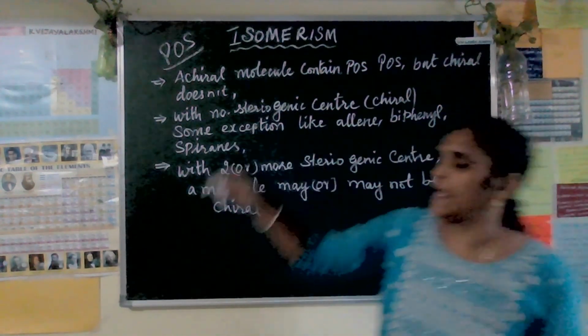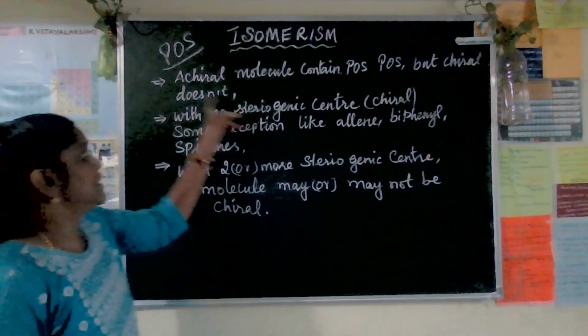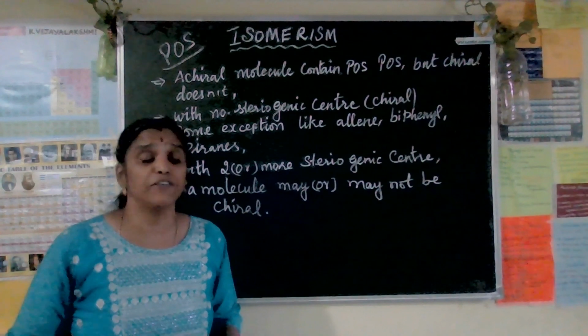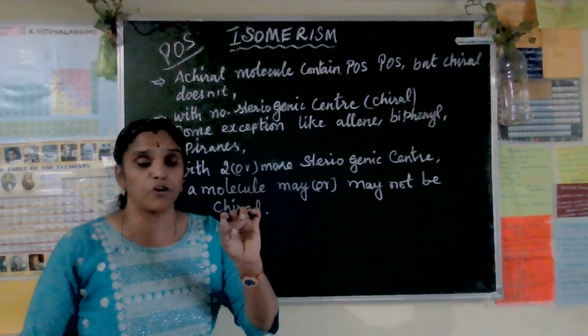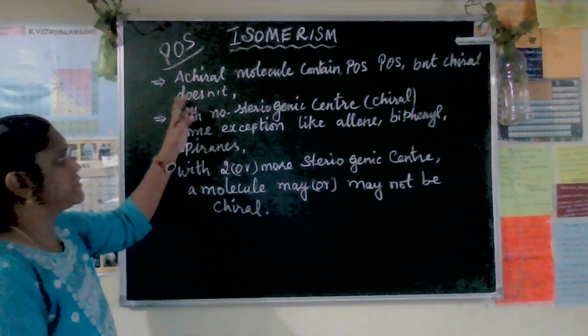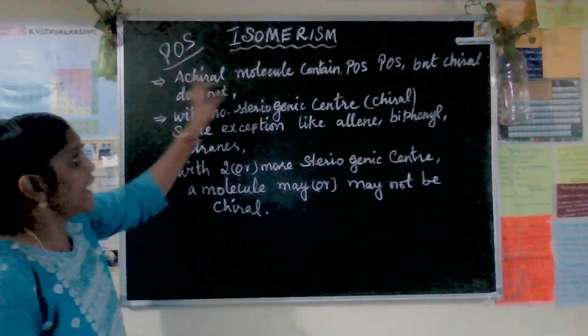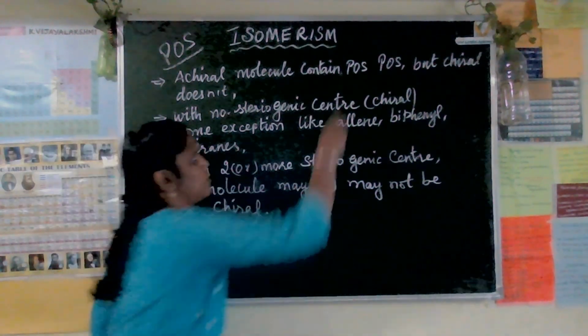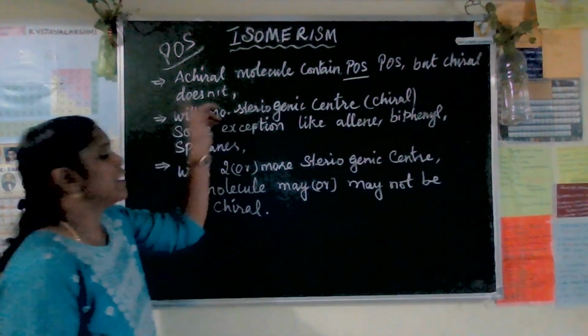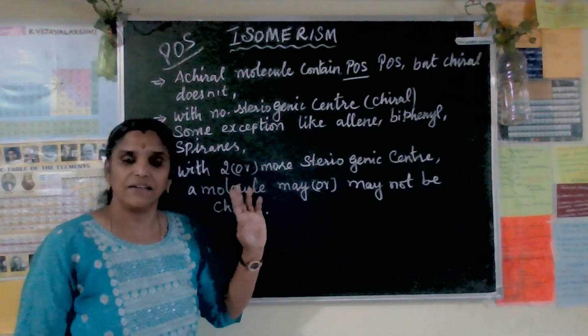The first one, achiral molecule. Achiral is just the opposite of chiral. Chiral has different kinds of atoms on one carbon center, but achiral means the same kind of atoms or groups attached to that carbon. So an achiral molecule contains POS, plane of symmetry, but a chiral molecule doesn't.